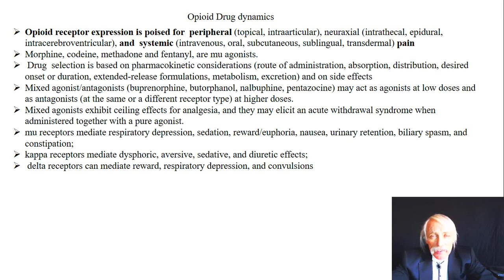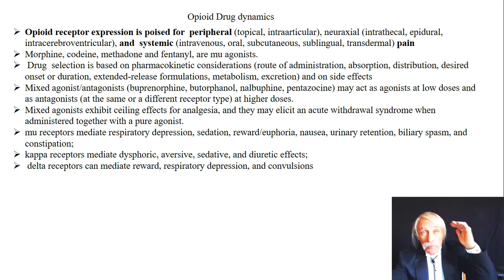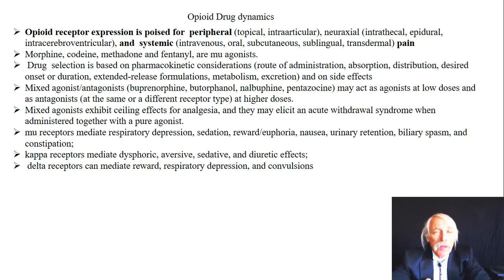Mixed agonists exhibit ceiling effects for analgesia. That means ultimately analgesia reaches a point and there's no more you get. And they can elicit an acute withdrawal syndrome, nevertheless, when administered together with a pure agonist. Okay, so this is the problem when people have chronic pain. They're often given a mixed function antagonist-agonist with a pure agonist. And when you put those in combinations, you can get severe withdrawal and you can have a ceiling on analgesia where you still get pain and yet you still get withdrawal.